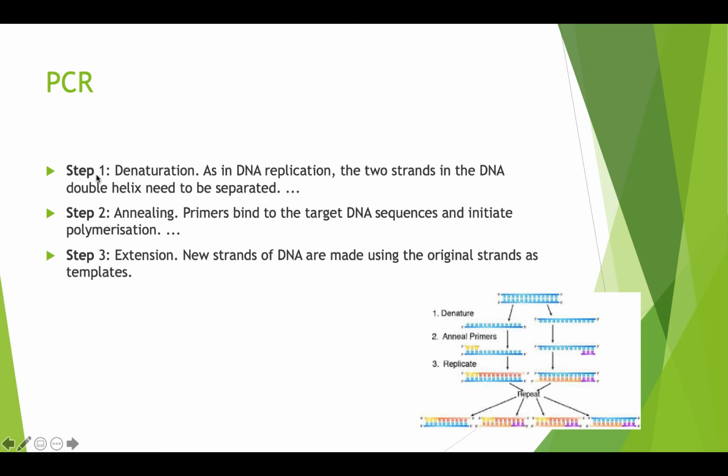The cycle is 3 steps. First, you are increasing the temperature very, very high to denature the DNA. DNA would denature. What does it mean for DNA to denature? The 2 strands will break apart. So this is denaturing. The 2 strands broke apart.